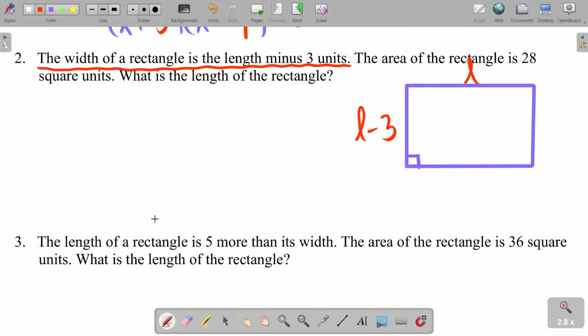So let me see, and I'm going to write something, and you're welcome to complain about it if you'd like. According to what I'm seeing here, the length of the rectangle times the width of the rectangle should equal the area, and the area, we're told, is 28. You see it? Don't worry, we're going to practice this one again.